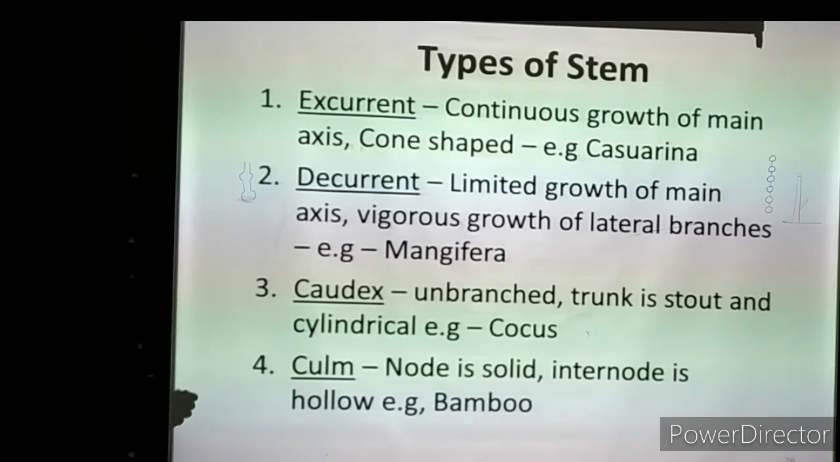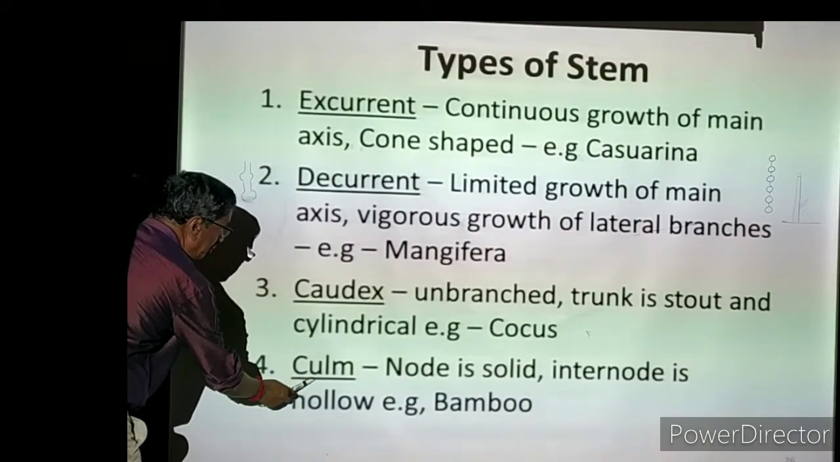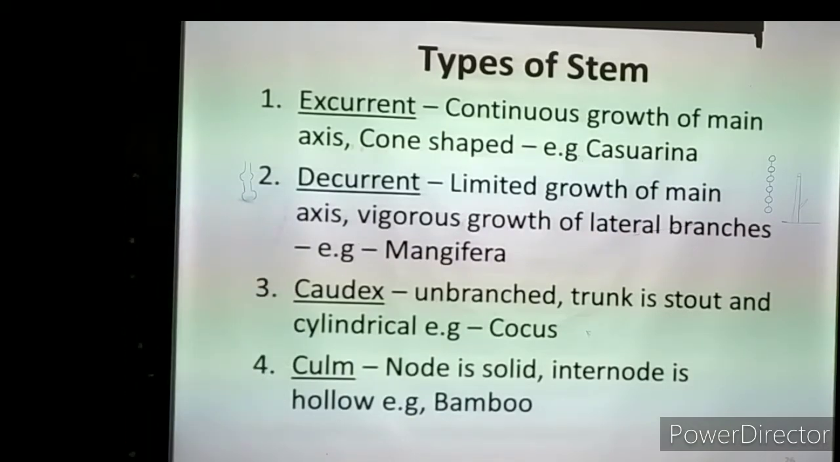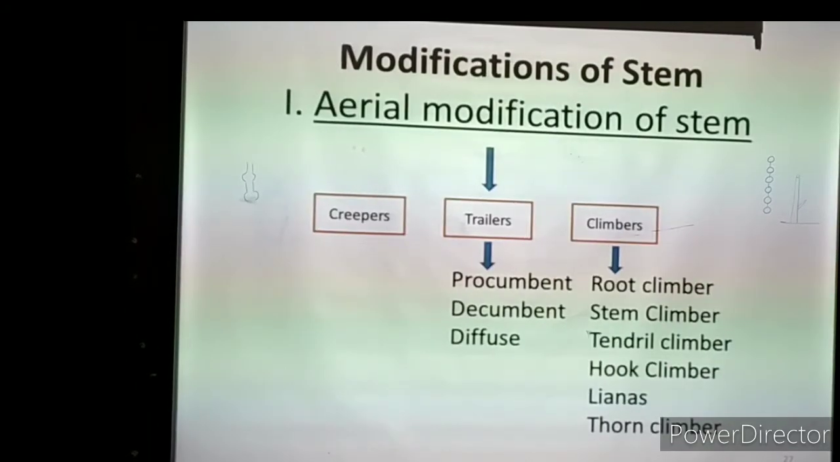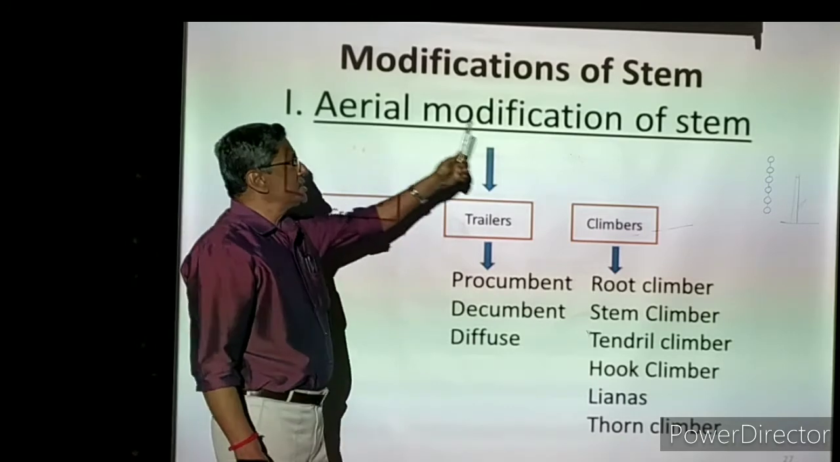The rings are called nodes but solid, but internode will be hollow. So that is called a culm. Now these are the different types of stems. Now we are going to see these modifications of the stem.